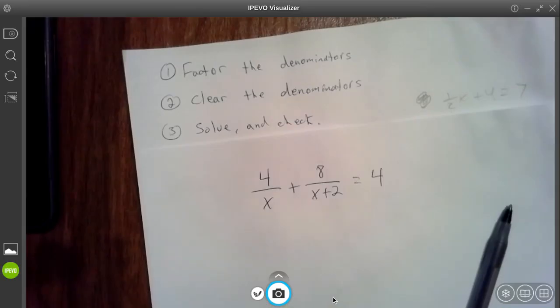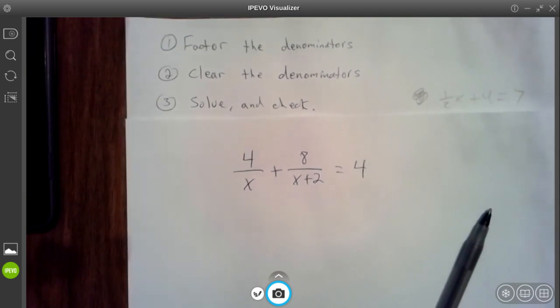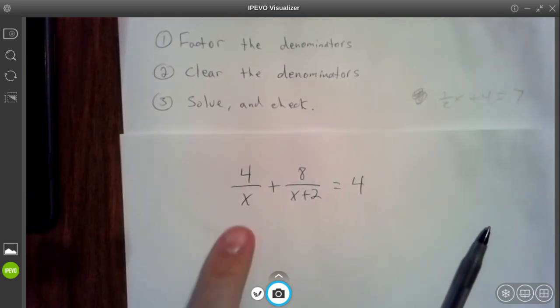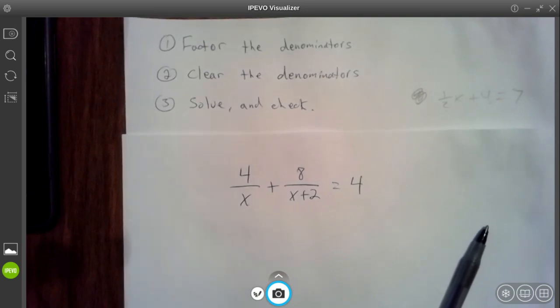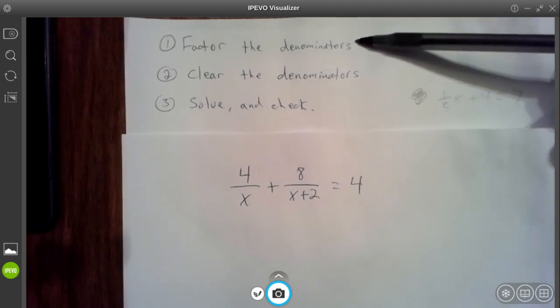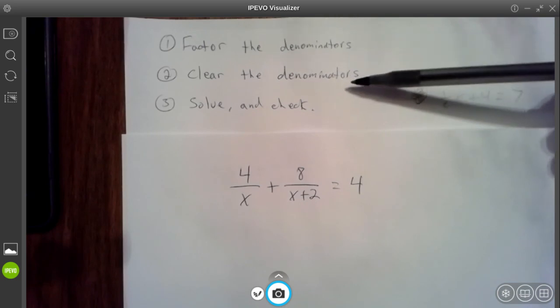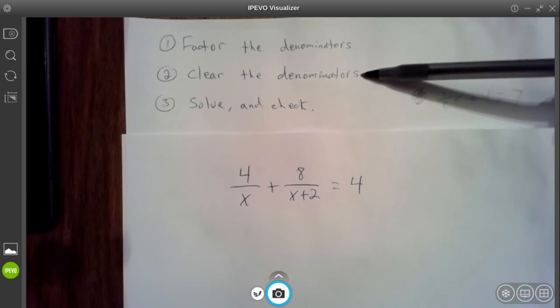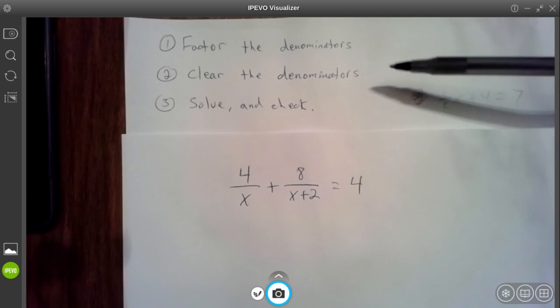All right, so we're going to be facing rational equations today. I've got this equation right here, and I want to find the possible value or values of x that make it true. The general strategy is that you want to factor the denominators, and then multiply the equation by something that cancels out the denominators, that clears them out.